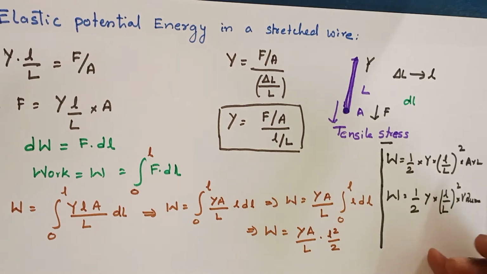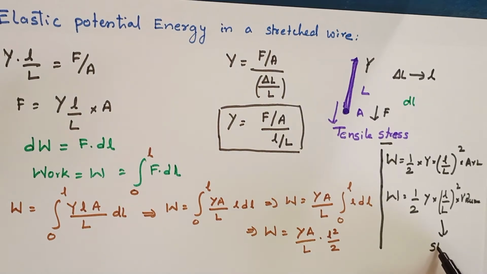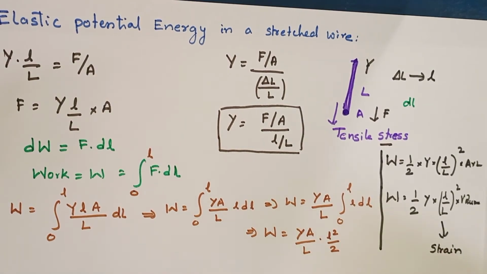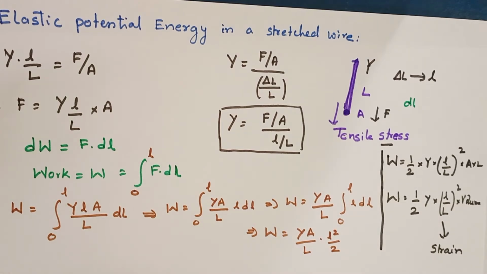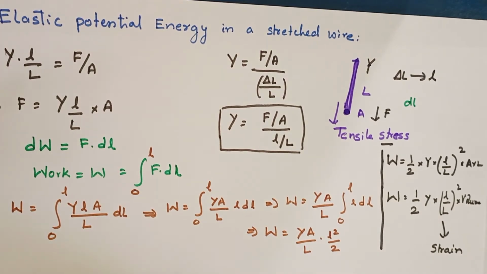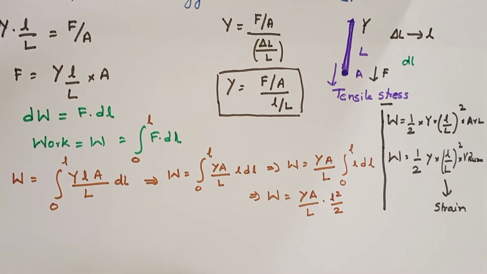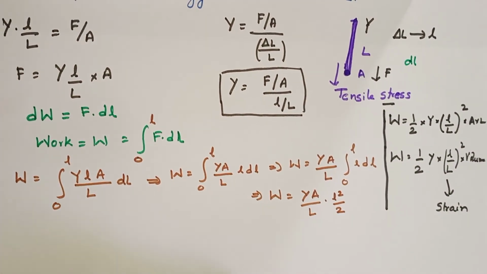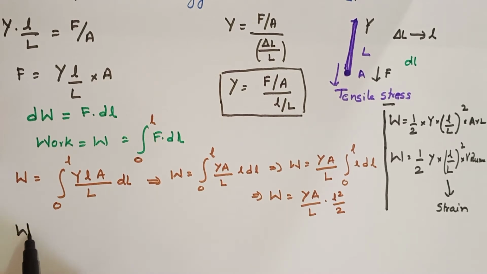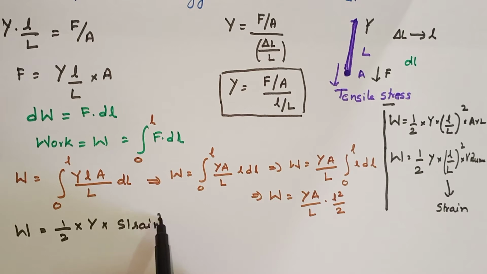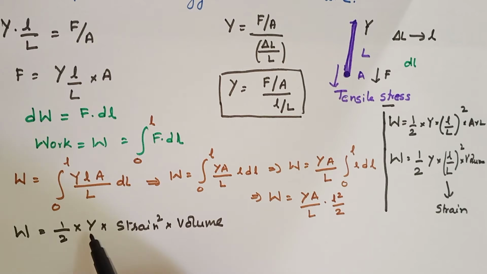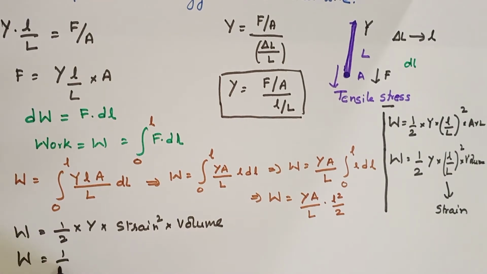Now how to write this one? This is the change in length by original length, which is called strain. This is called strain, right? Now we will rewrite again. So W, the work done, is equal to half into Young's modulus into strain square into volume. Now expand Y, then you will come to a conclusion.